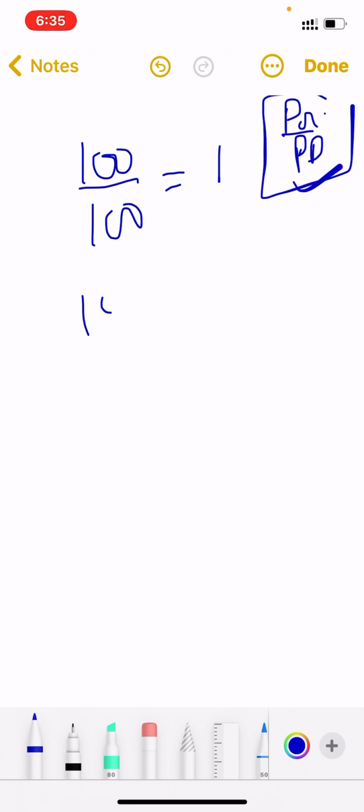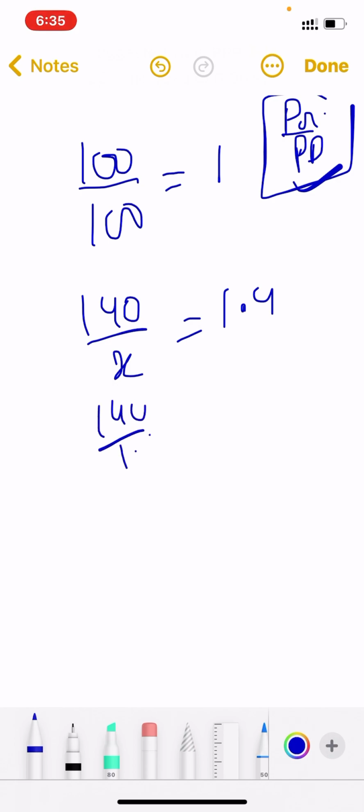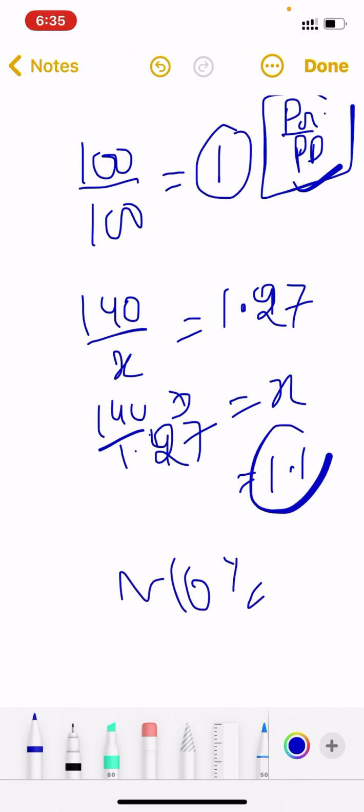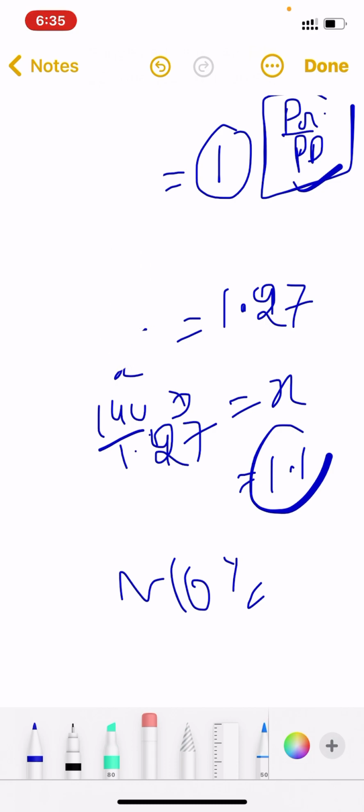Now the production is 140 and the population we don't know, say it is x. Okay, and the per capita has now increased to 1.27. So when we solve this, we get 140 upon 1.27, this is equal to x. So this is approximately 1.1 times, approximately, seeing the options. So 1.1 we can say. So the percentage increases from 1 to 1.1. So approximately 10% is the answer to this question. Now next question.